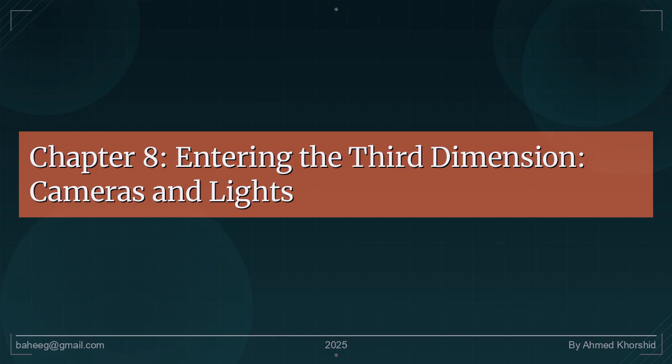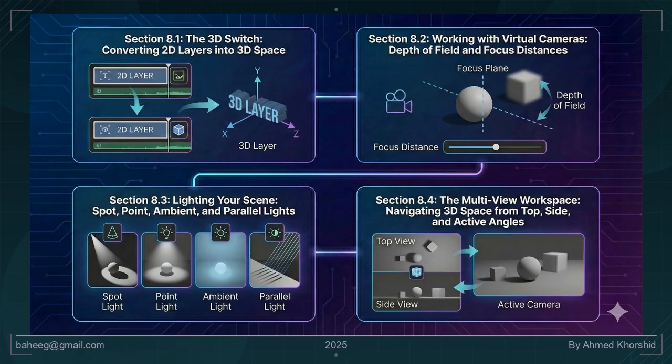Chapter 8. Entering the Third Dimension, Cameras and Lights. Section 8.1. The 3D Switch, Converting 2D Layers into 3D Space. Section 8.2. Working with Virtual Cameras, Depth of Field and Focus Distances. Section 8.3. Lighting Your Scene, Spot, Point, Ambient, and Parallel Lights. Section 8.4. The Multiview Workspace, Navigating 3D Space from Top, Side, and Active Angles.